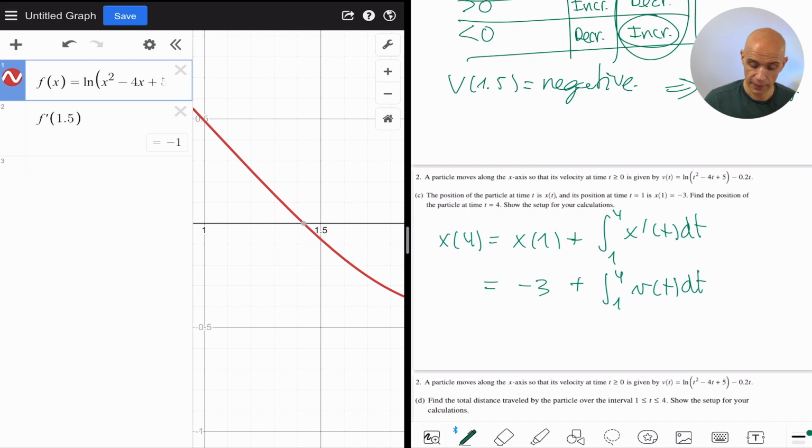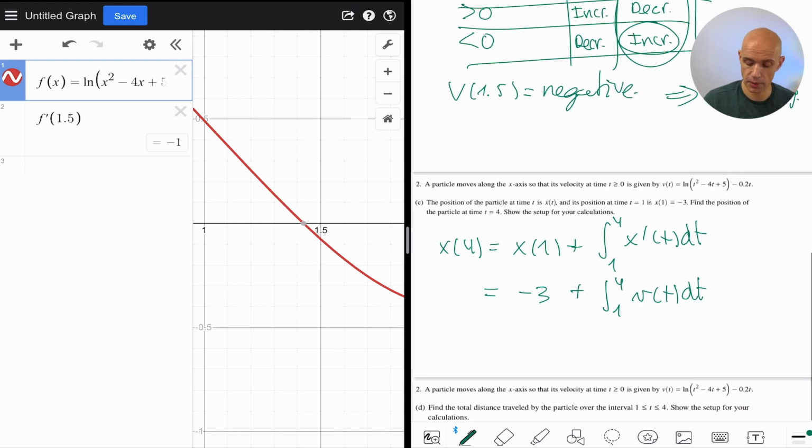But other than that, we can go back to Desmos and evaluate this. Notice that there is no absolute value, because it's position. As we were saying, you can come back to the original position. It could be 0, but you've done some distance. That will be the next question. So let's go back here and see how we do that.